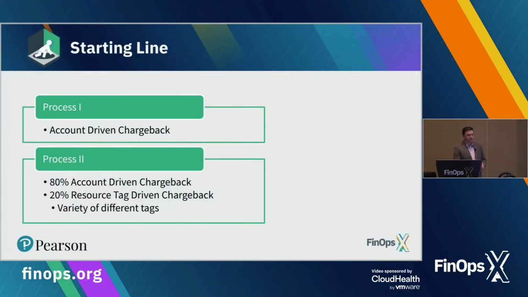The first process, solely account driven. If it was in an account, it got charged back to one GL string, and that's how it was done. The second process we had was about 80% account driven, and then the remaining 20% of our costs were resource driven chargeback with a variety of different tags, including the environment, customers, DCLs, etc. So we had a lot of places to look.